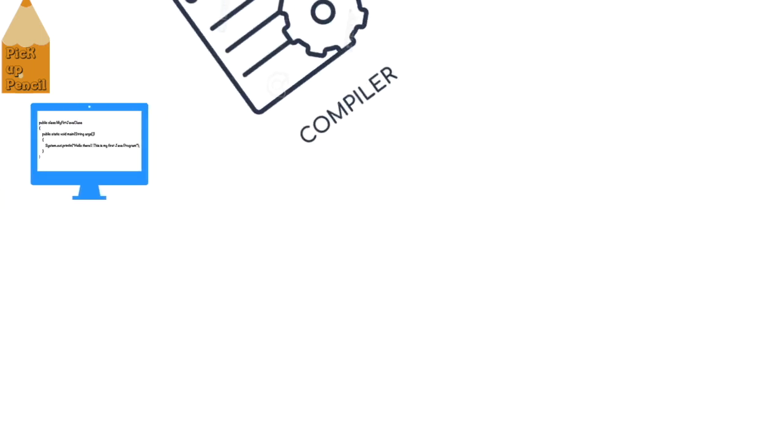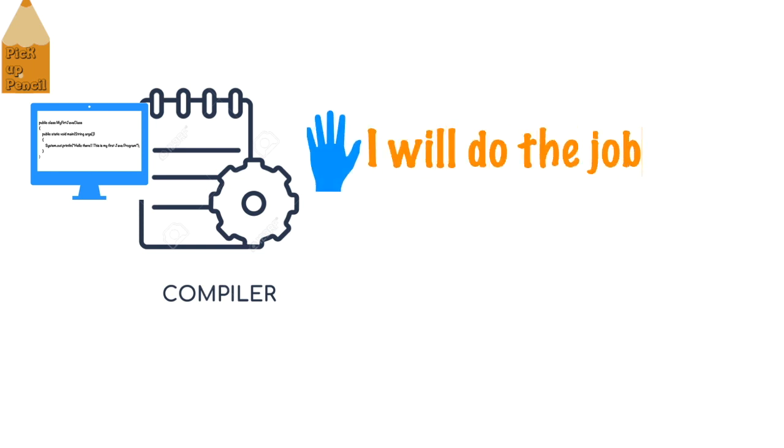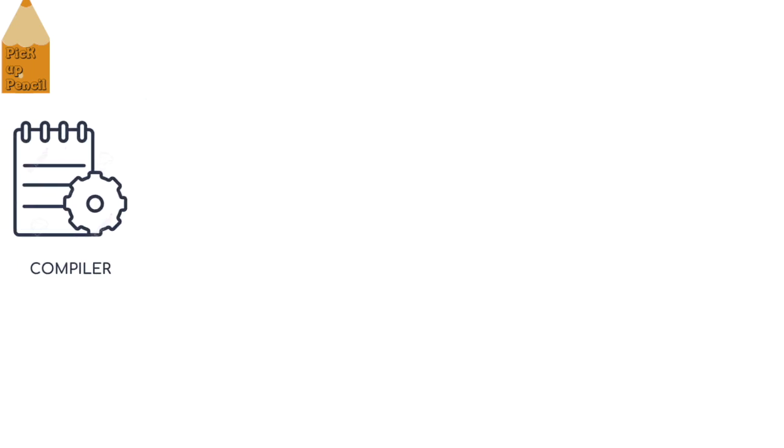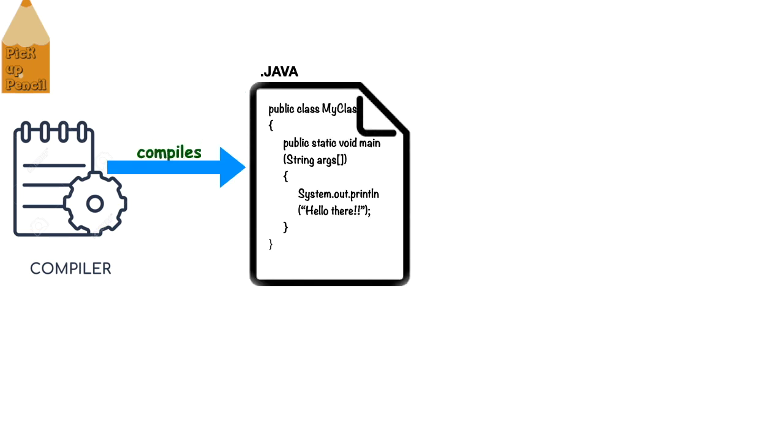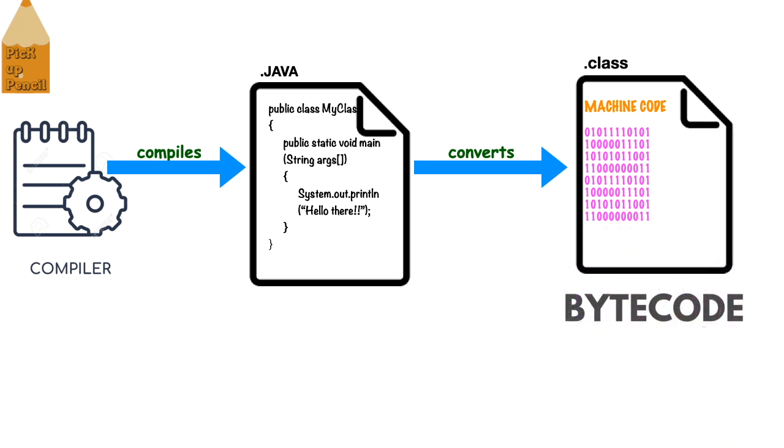This is where we need help from our good friend, the compiler. And our good friend the compiler says, yes, I will do the job. The Java compiler is installed on the machine as a part of the Java installation process. When you save your file, once done with your coding, the Java compiler will compile your Java source code into machine code. And this machine code is nothing but the magical bytecode that we have been talking about.